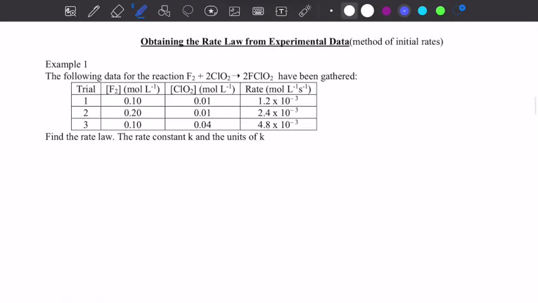So welcome back to Chemical Kinetics. Today we are going to look at the procedure for obtaining the rate law from experimental data. This is also sometimes called the method of initial rates.